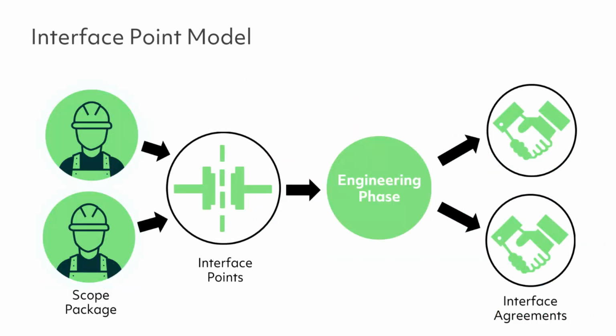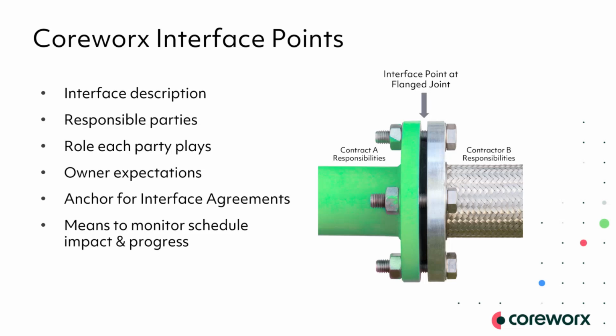At Coreworx, we support the best practices in formally identifying interfaces in a structured and consistent manner using our interface point model. Interface points describe the interface, identify responsible parties, the role each will play, and the expectations of the owner at each interface. Interface points also provide the anchor or connection for the interface agreements that are raised to exchange interface deliverables, resolve interface issues, and provide a way to monitor schedule, impact, and progress.